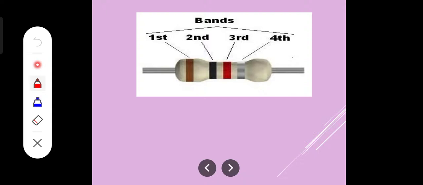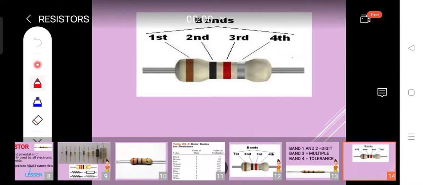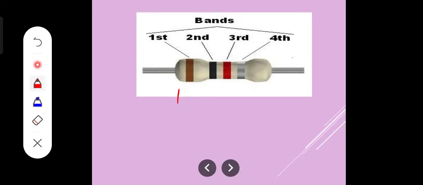The first step is you must determine the different colors present in the band. Okay, so the first band we have here is brown. We will mark that one brown. The second band is black. The third band is red, and the fourth band is silver.